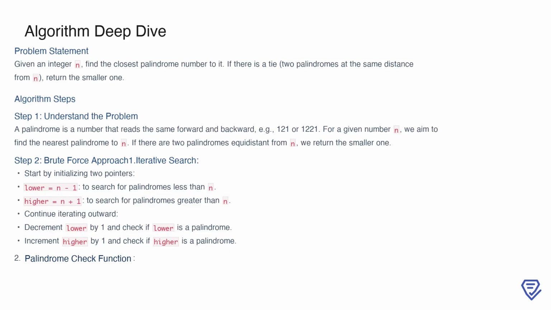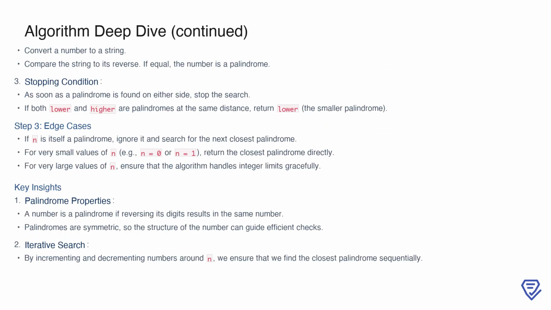To implement the palindrome check function, we simply convert the number to a string, reverse the string, and compare it to the original. If the two strings match, the number is a palindrome. This makes the check straightforward and efficient. The stopping condition for our search is when we find at least one palindrome by decrementing lower or incrementing higher. If a tie arises, where both lower and higher are palindromes at the same distance, we return lower since it is smaller.